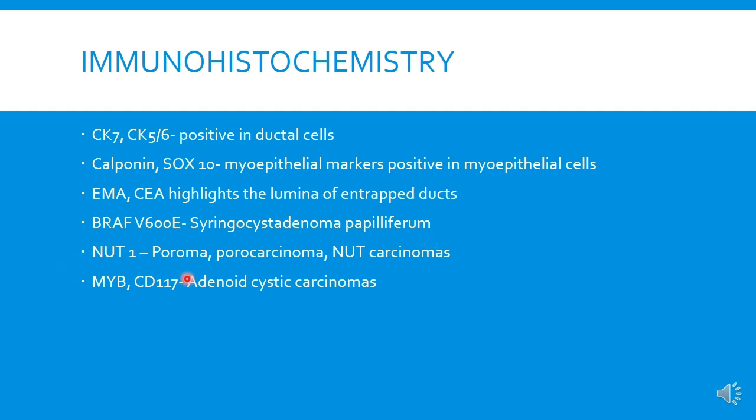NUT1 is expressed in poroma, porocarcinoma, and NUT carcinomas. MIB and CD117 are strongly expressed in adenoid cystic carcinomas.